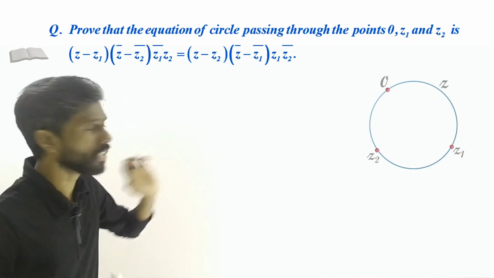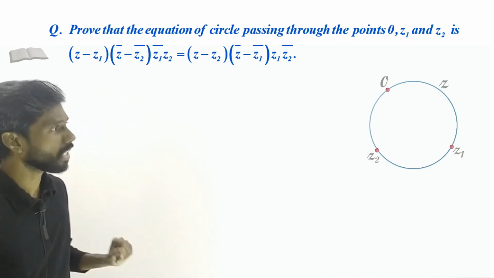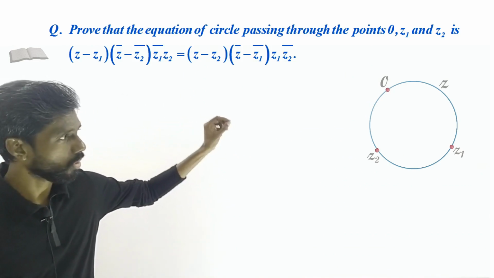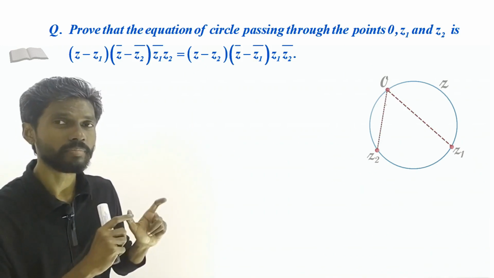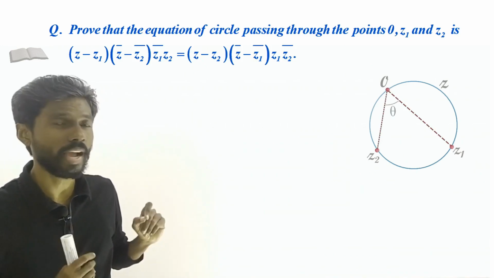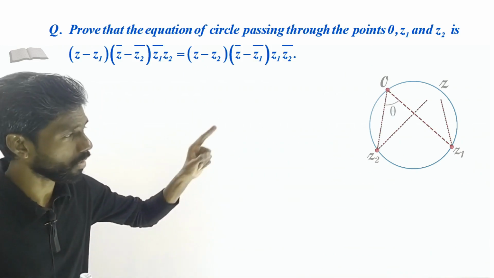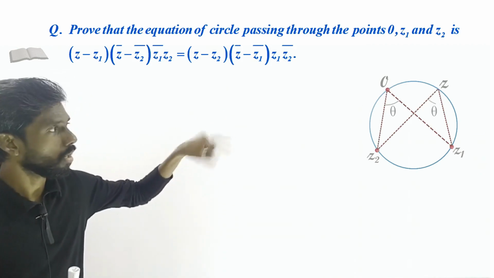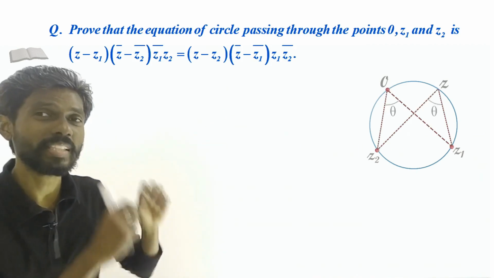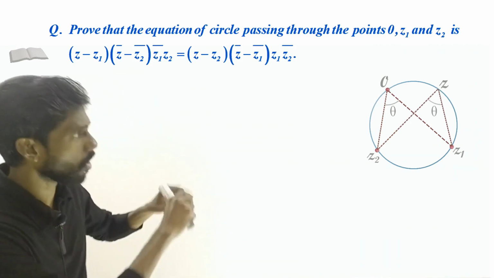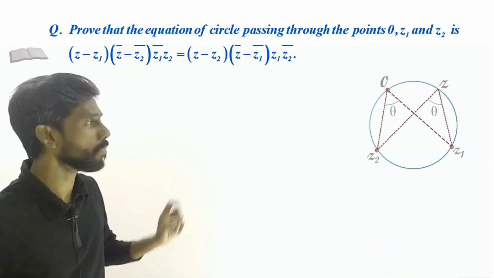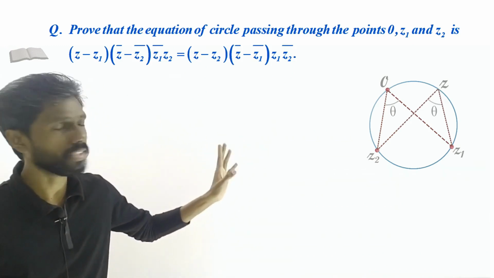So what is the condition satisfied by all these points? Join this 0 to these points Z1 and Z2, and we get 2 line segments. We can find the angle, say theta is the angle. Similarly, you join this Z to the points Z1 and Z2. That angle is also theta, because these are the angles subtended by the same chord. The same chord subtends equal angles, so this angle is also theta.